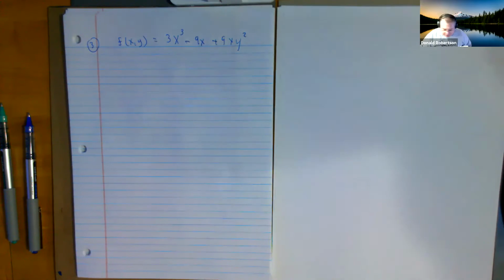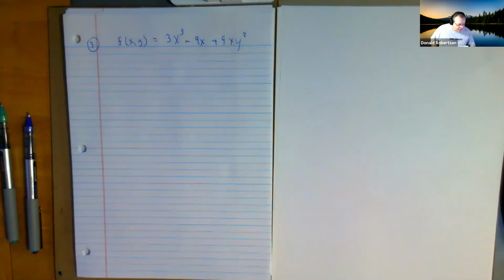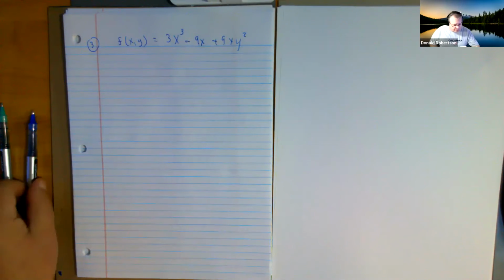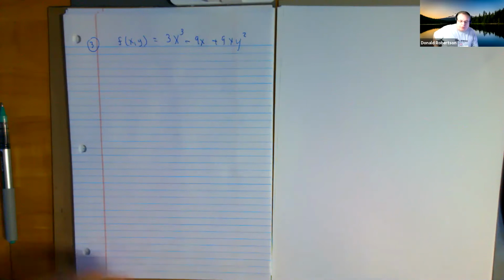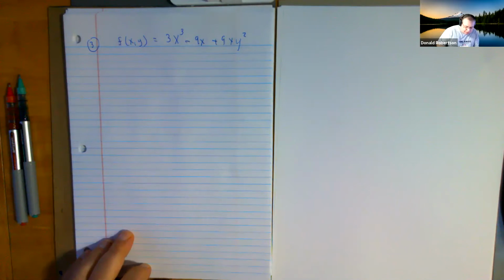So we're looking at how do you find, in this question anyway, the maximum value of this function, the minimum value, or the coordinates of a saddle point if it has one?